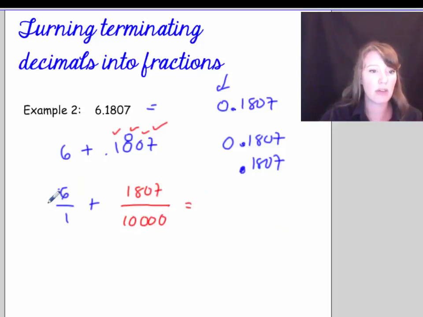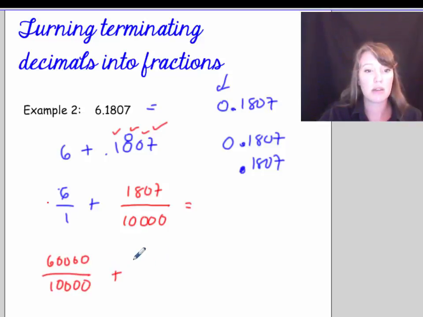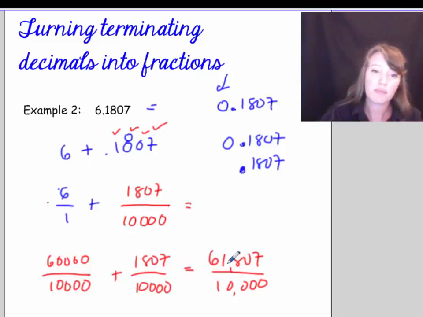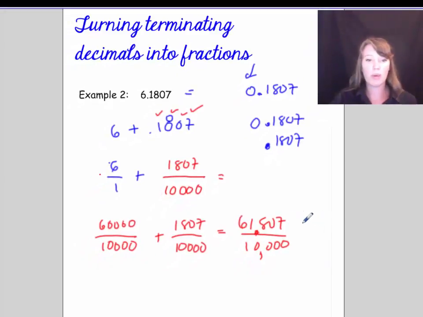Now to add these together, I'm going to have to multiply this by 10,000 to get 60,000 on top, 10,000 on bottom, plus 1,807 over 10,000, which is going to be 61,807 over 10,000. Now, these are commas, right? These are to indicate that I have a lot of place value here. Now, there's no real quick way to determine whether or not 61,807 has a factor that is also common with 10,000.